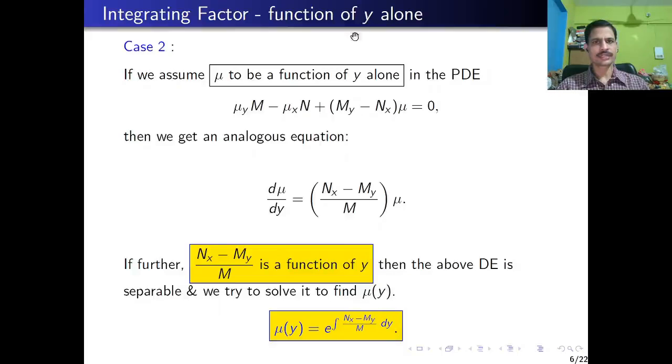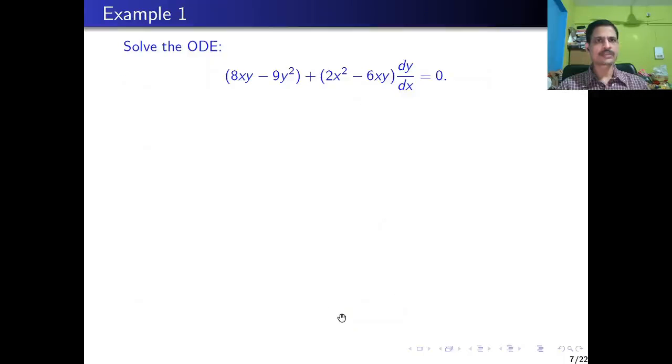So under these two assumptions, namely when mu is a function of y alone and when (nx minus my) in the numerator divided by m is a function of y alone, we have computed the integrating factor. So we'll see an example where these things occur.